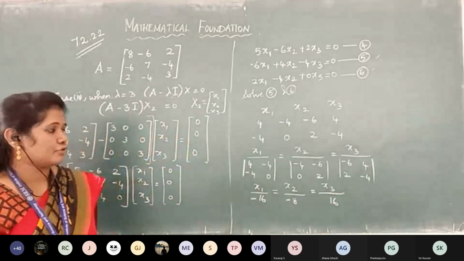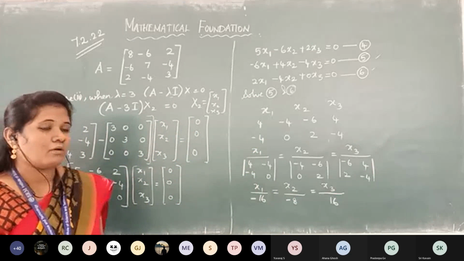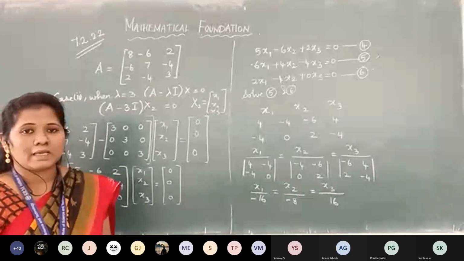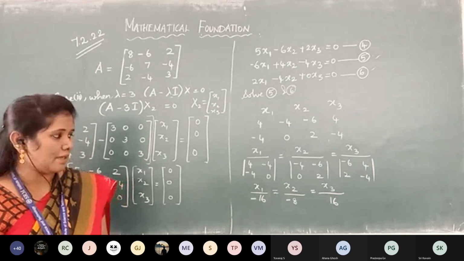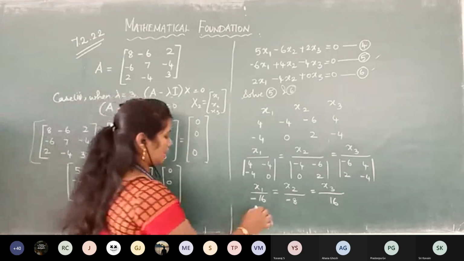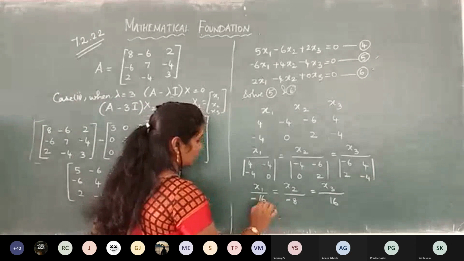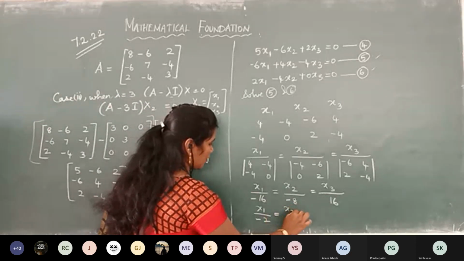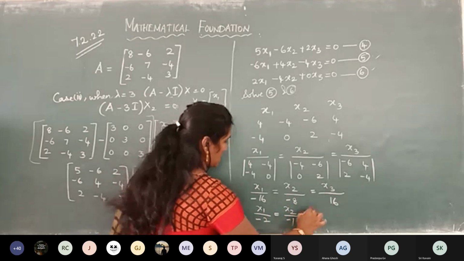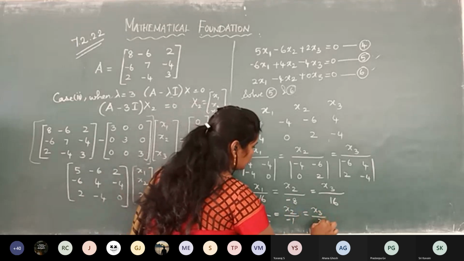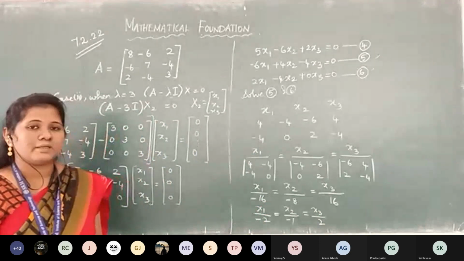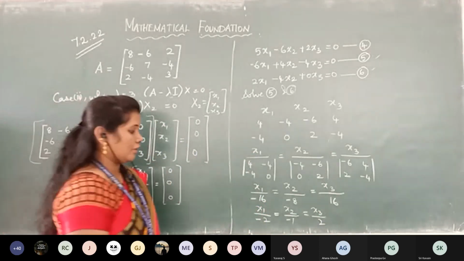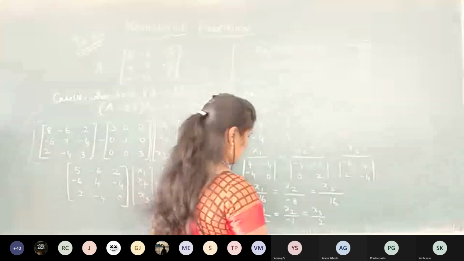Now, if you see here, all the three values can be divided by 8. So this can be written as x1 by minus 2 is equal to x2 by minus 1 and x3 by 2. All the three values can be divided by 8, so I divide it by 8.